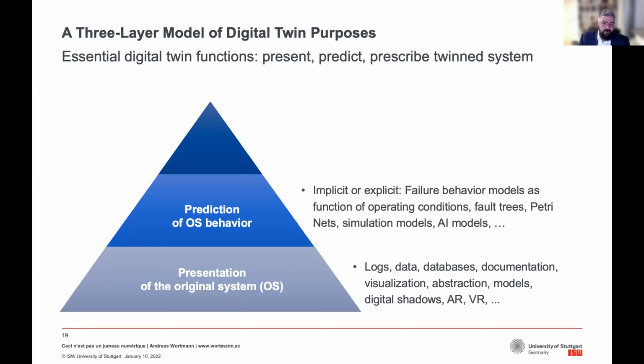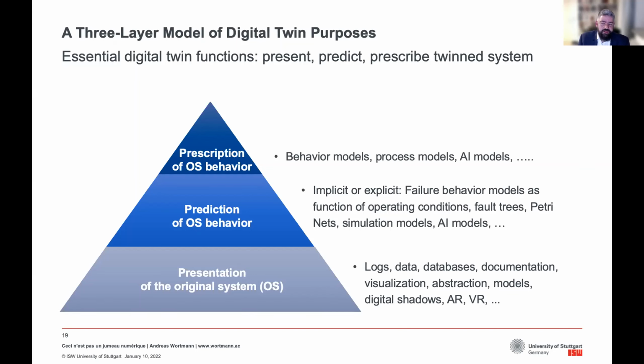If we have this presentation, we can build on top a prediction layer. So we can predict how the system should or would behave. For instance, in a digital twin that checks your braking assistant, or whether the cinema chair should be used or not. This could be predicted, for instance, based on previous number of tickets sold for a specific movie.